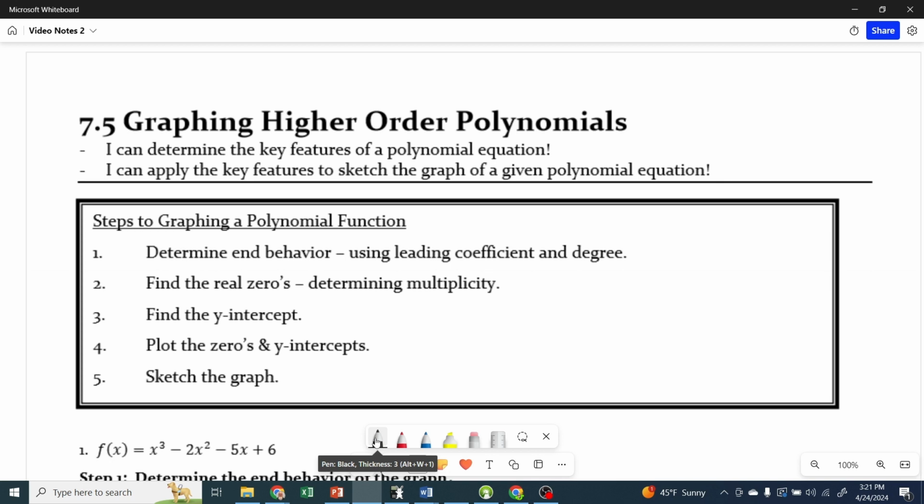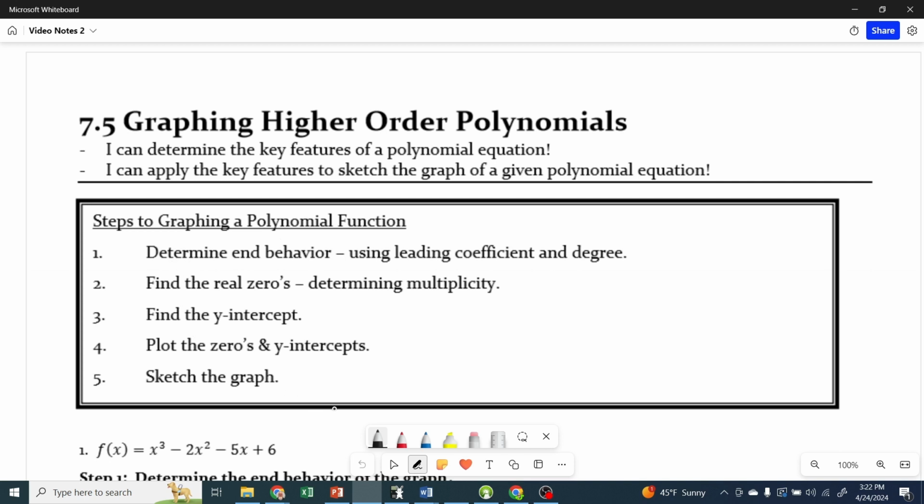Alright, welcome to Algebra 2 Unit 7, Section 5, Graphing Higher Order Polynomials. So after this lesson, you can determine the key features of a polynomial equation, and you can apply the key features to sketch the graph of a given polynomial equation. So steps to graphing a polynomial equation.